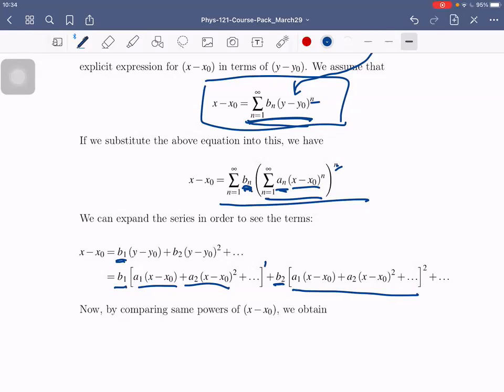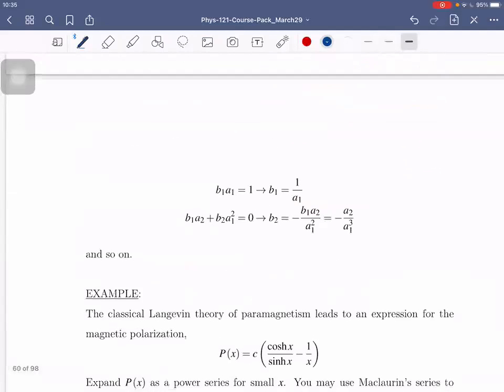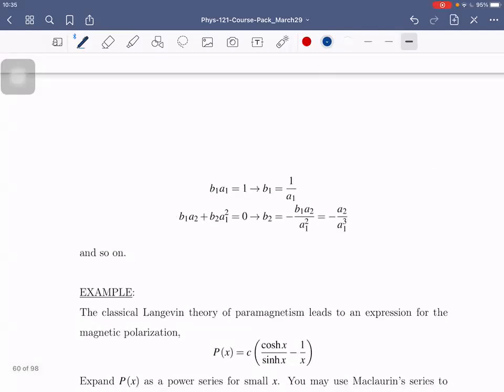Kasi kung mapapansin nyo, b sub 1 to, b sub 1 to. So this whole thing could be compared dito sa y minus y sub 0. Kasi ano na naman, di ba? Coefficient lang ito. And since para siyang polynomial, we can compare them. And then b sub 2 is this one. And then y minus y sub 0 squared can be compared to this one. So let's try that. So makakuha natin.